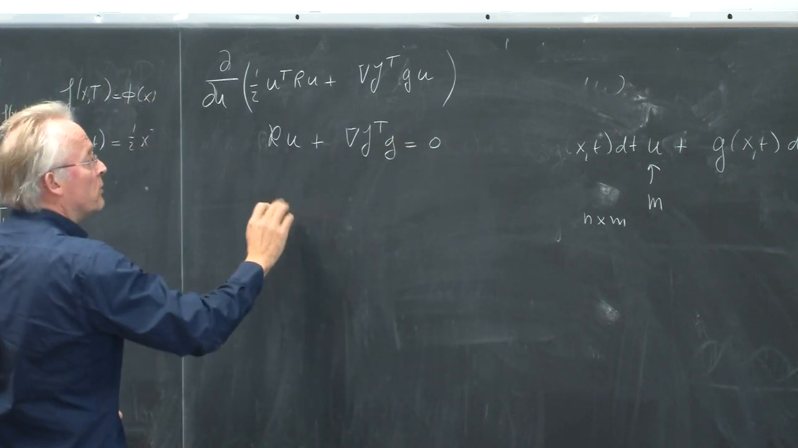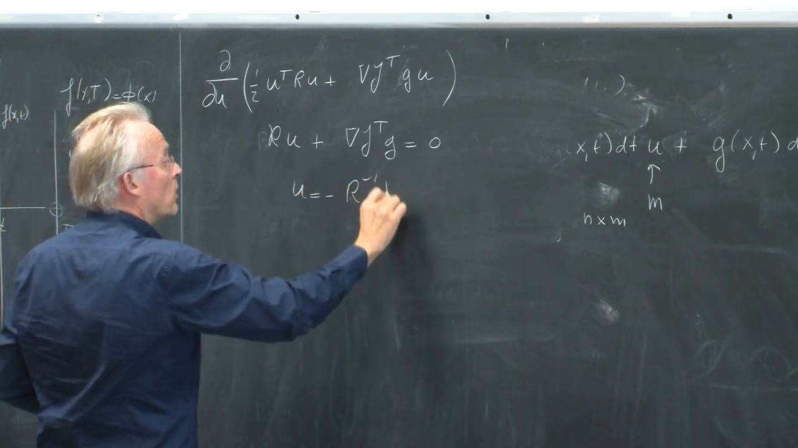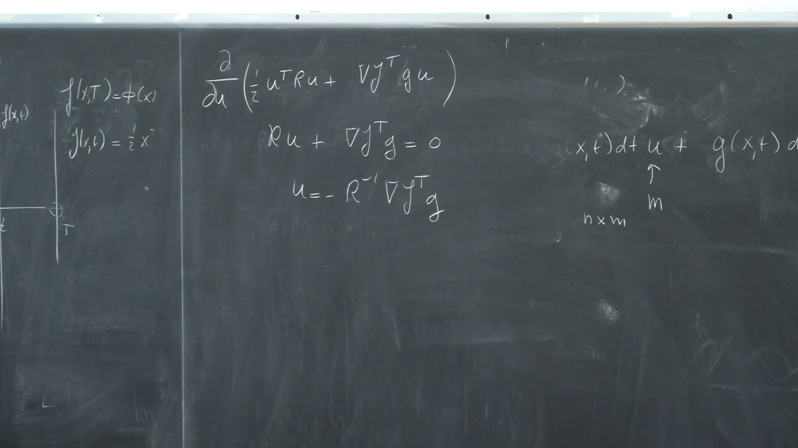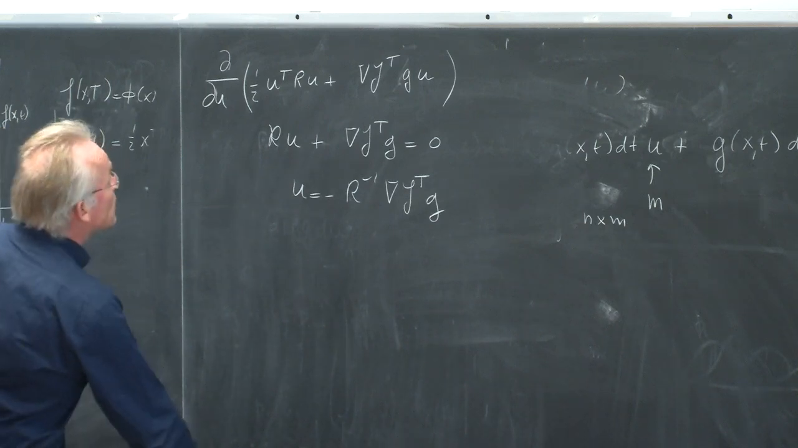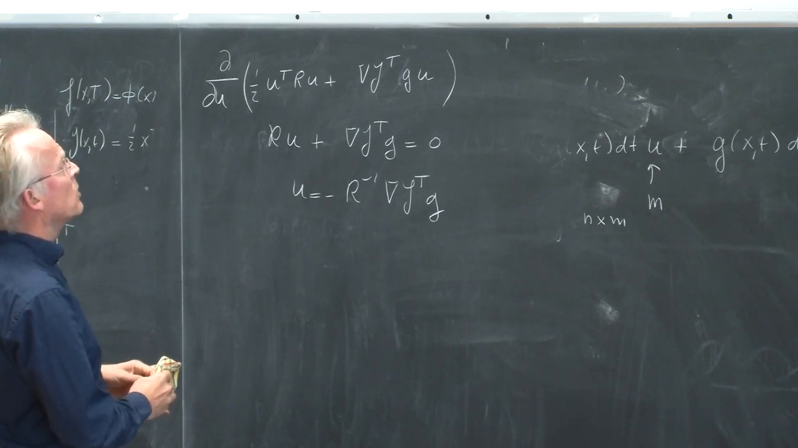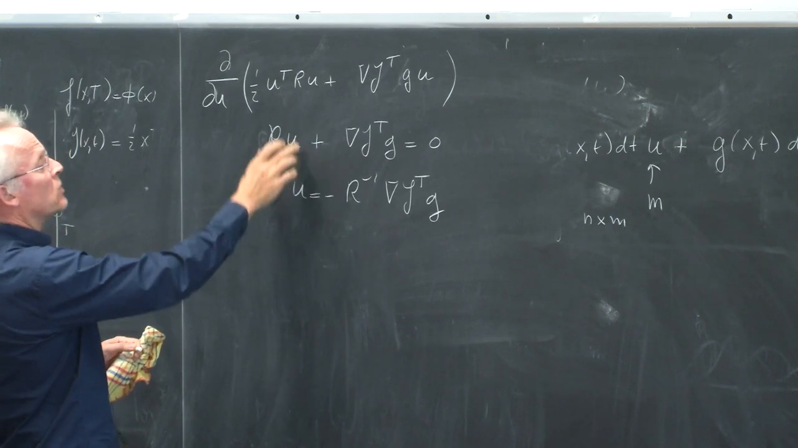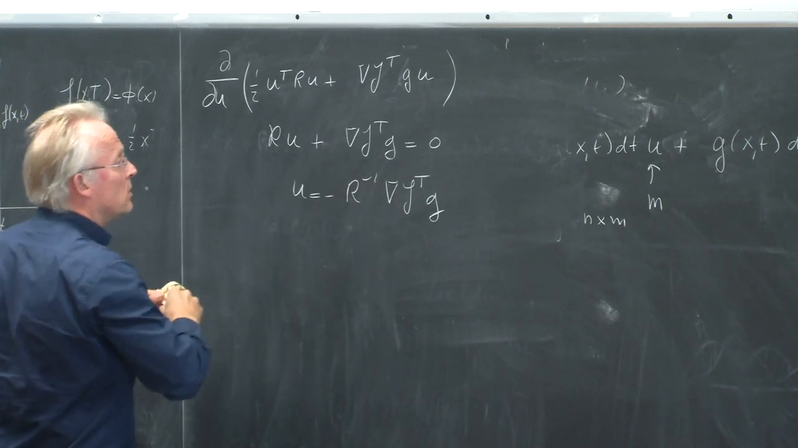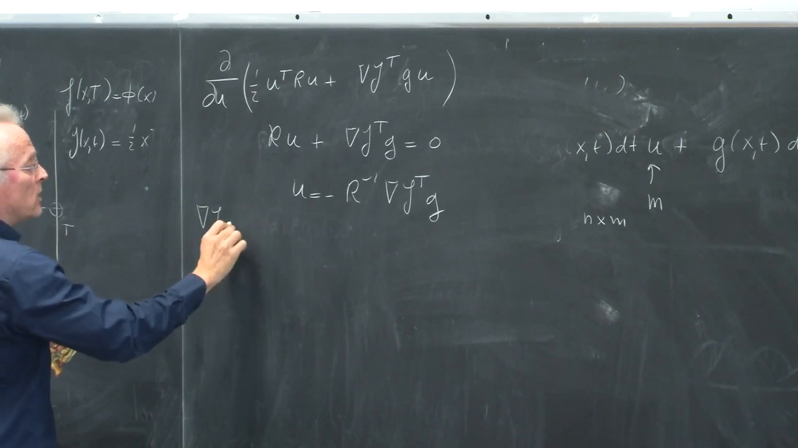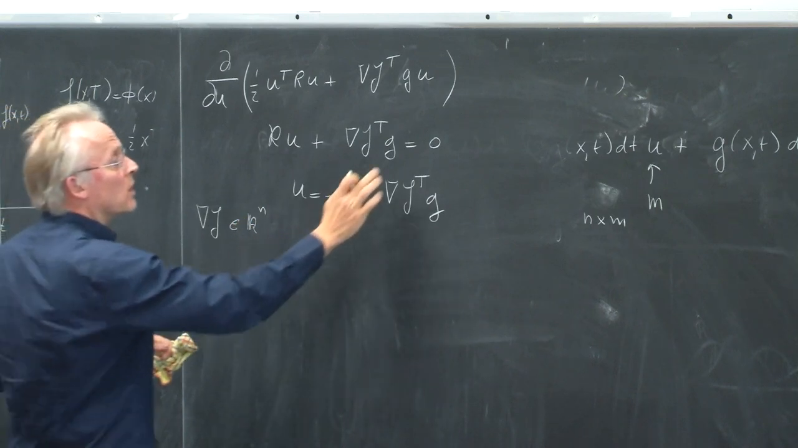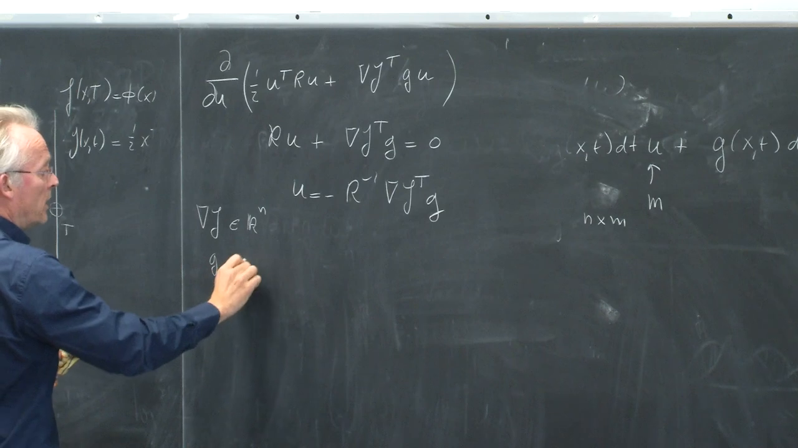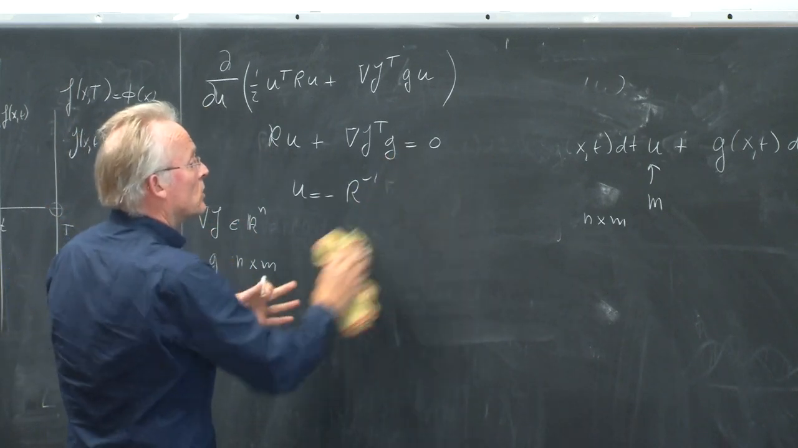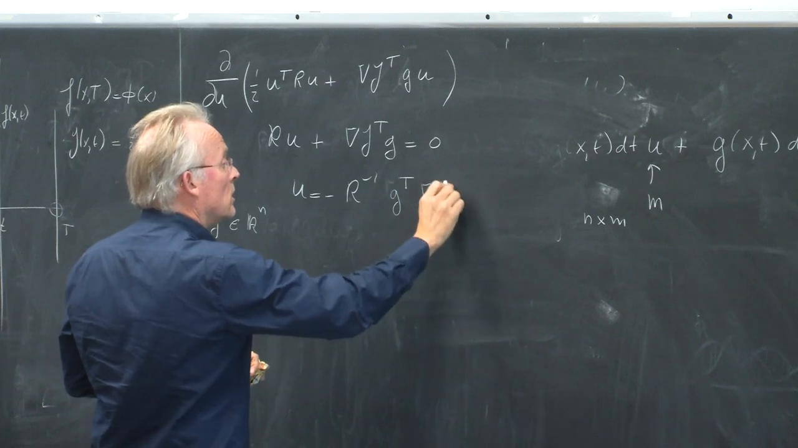And so we find that the solution is that U is minus R minus 1 gradient J transpose times G, which is, I'll get the reverse. I'm always confused with these. Let me see. So in fact, this is a matrix times a vector, right? So this is a column vector. J is the gradient, and the gradient is with respect to space, right? So the gradient of J is an n-dimensional vector, right? And this G is n times m. And so, in fact, we have to put here the transpose of this. So we get G transpose gradient J here.